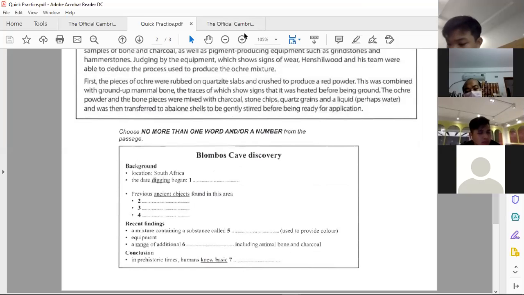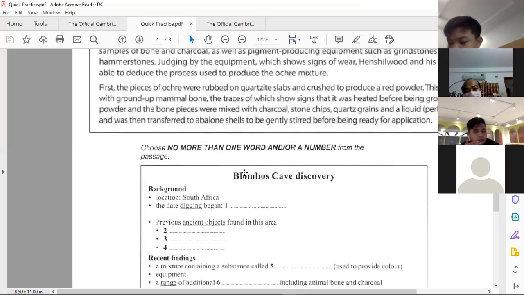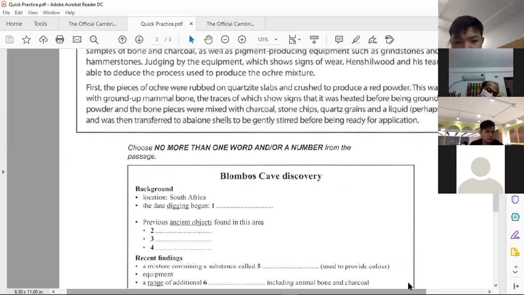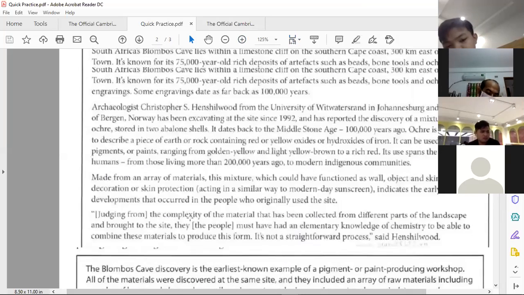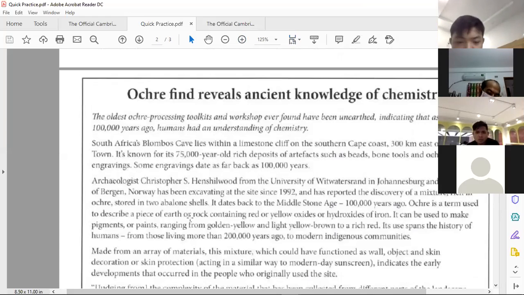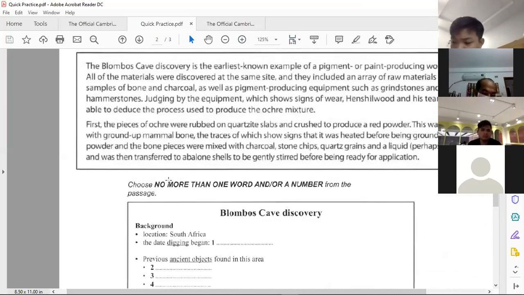How can you get the answer? So in the first section, first question, I'm sorry, began. So what can be the answer? Number or noun or verb, what part of speech? Number. Oh, number, very good. So the date digging began? 1992. 1992. Excellent. 1992, right here, excavating. Here, they use the name again, paraphrasing.